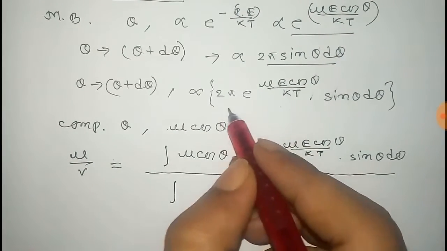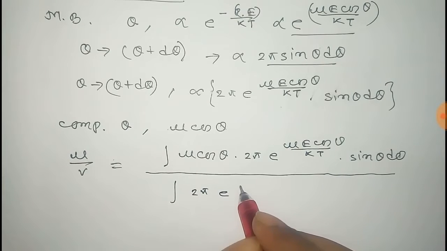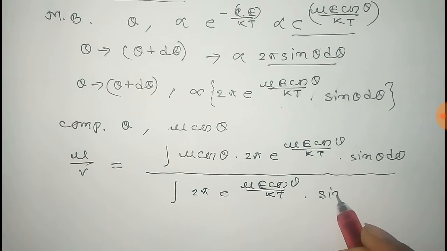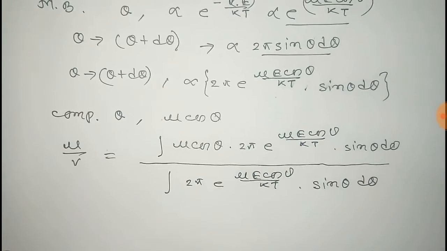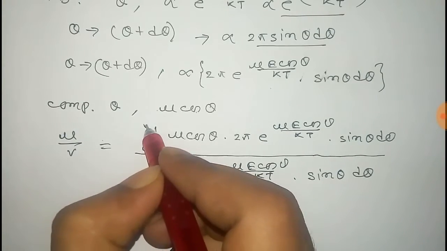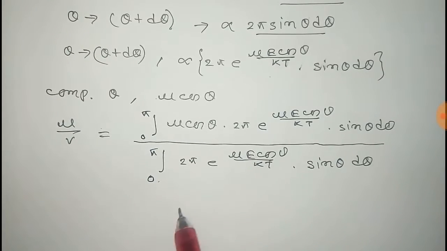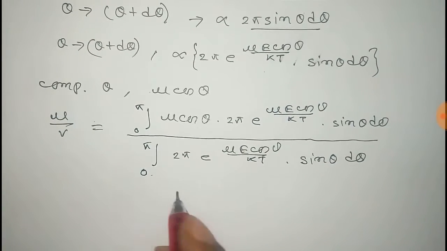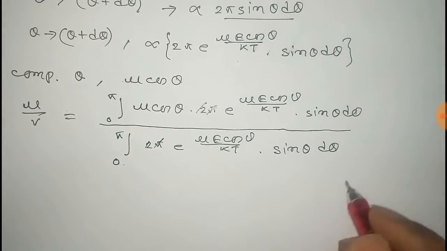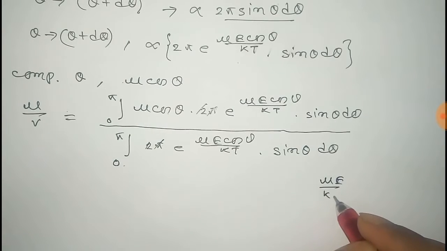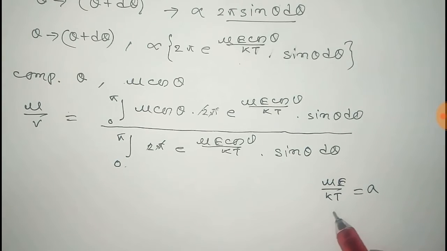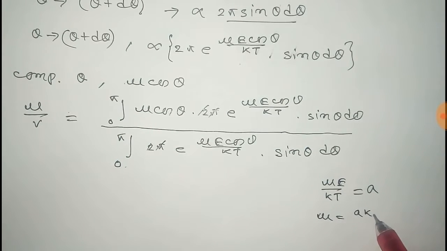divided by the integral of the probability, e to the power mu E cos theta by kT into sin theta d theta. Now the limit of this integral is 0 to pi of d theta. To integrate this, first of all the 2 pi cancels, and we consider that mu E by kT is equal to a new constant a. So from this, mu equals a kT by E.